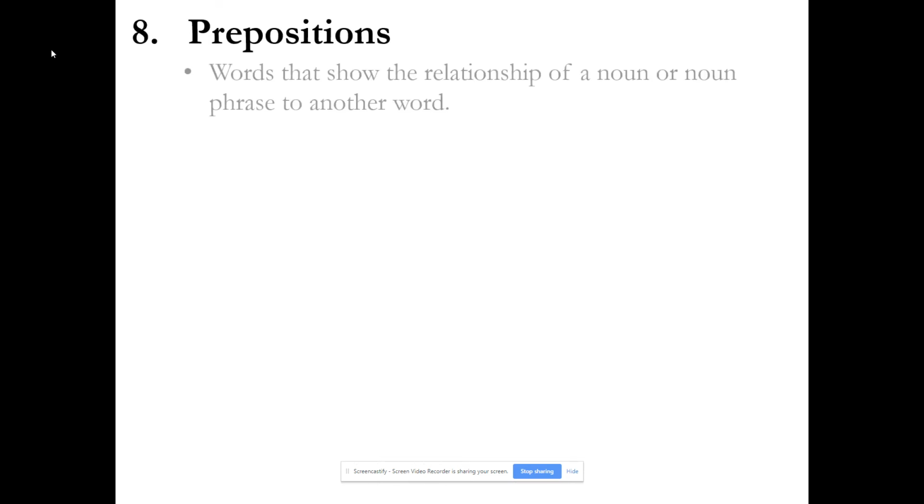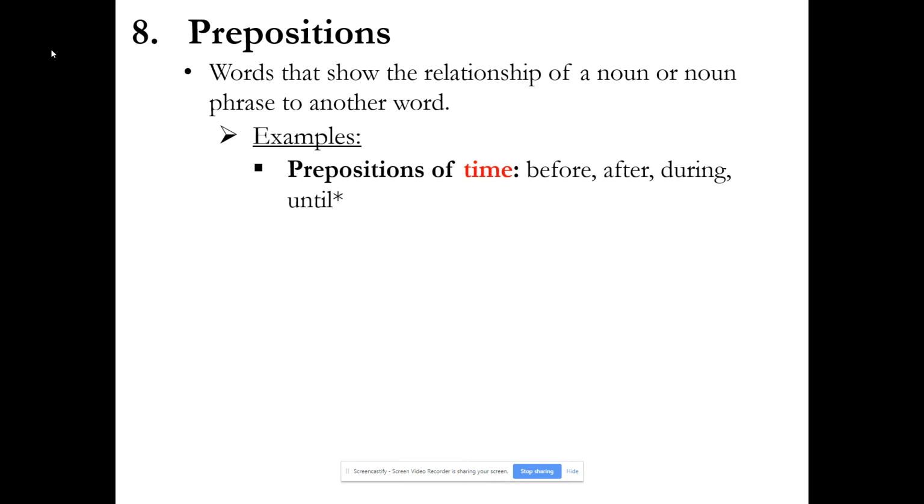Okay, prepositions. Prepositions are just words that show the relationship of a noun or noun phrase to another word or more other words in the sentence. So there are prepositions of time: before, after, during, until. Please note that until can also behave like a conjunction, another part of speech. So be aware of that. If what comes after until is a complete sentence, it's probably behaving like a conjunction.